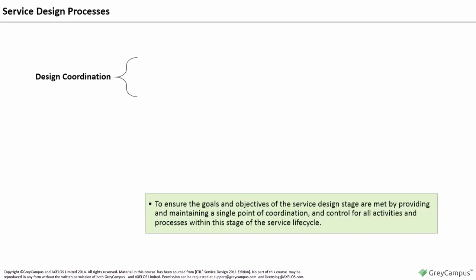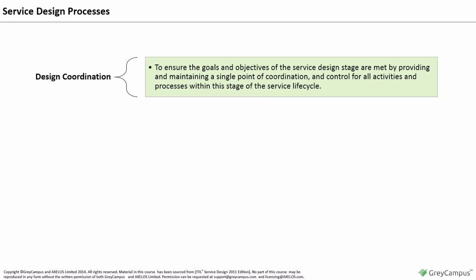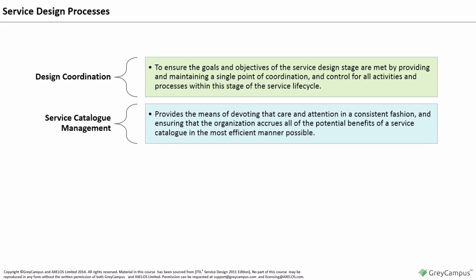Service design processes. Design coordination, to ensure the goals and objectives of the service design stage are met by providing and maintaining a single point of coordination and control for all activities and processes within this stage of the service lifecycle. Service catalogue management provides the means of devoting that care and attention in a consistent fashion and ensuring that the organisation accrues all of the potential benefits of a service catalogue in the most efficient manner possible.